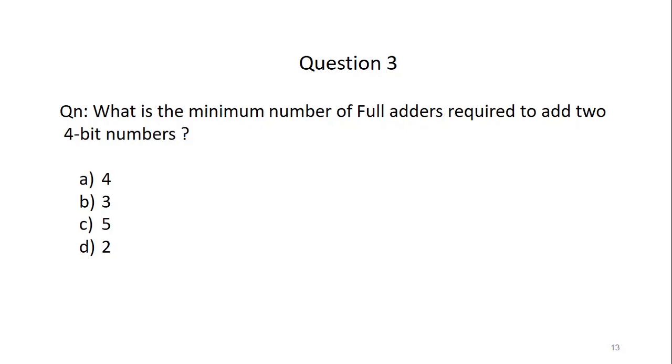Next, what is the minimum number of full adders required to add two 4-bit numbers? See, for adding a 4-bit number, we can have 3 full adders, and for the least significant bit position we need only half adder. Why? Because there is no carry in for the least significant bit position. So the minimum number of full adders required to add two 4-bit numbers is 3.